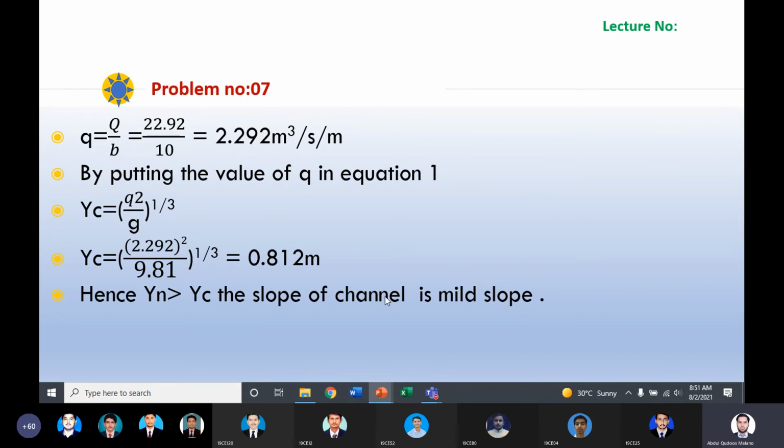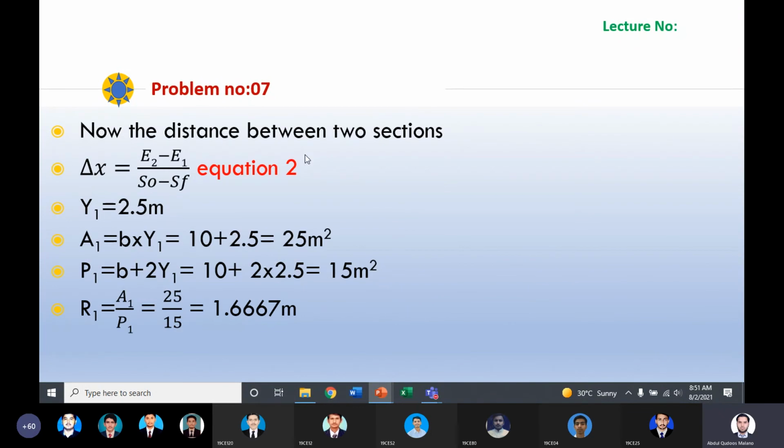If they ask us about the zone, then we will have to find the depth of the flow also. Now the second question asked in the data is how far it will reach to 2.5 meter depth. It means delta x is to be determined, the length. So the equation is E2 minus E1 upon S naught minus SF. Bed slope, energy at the second section, energy at the first section. So at the first section we put that depth, and at the second section we put that one.